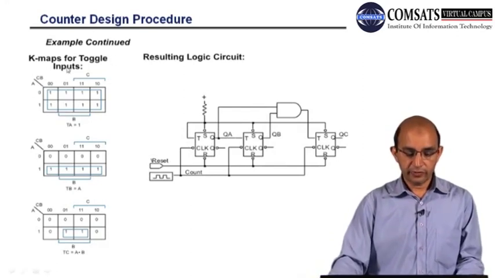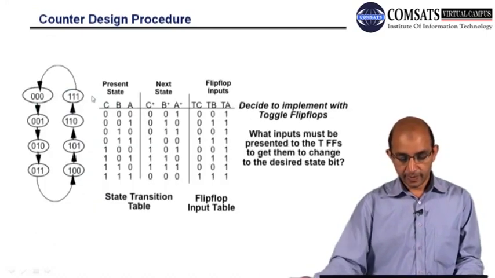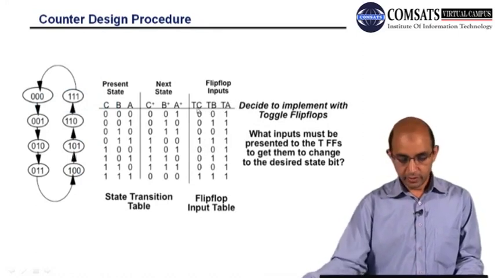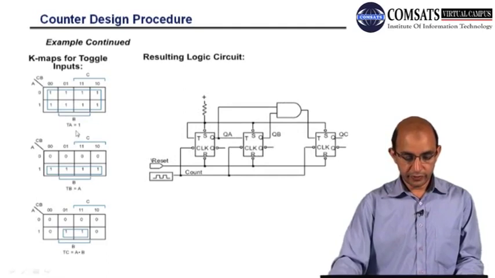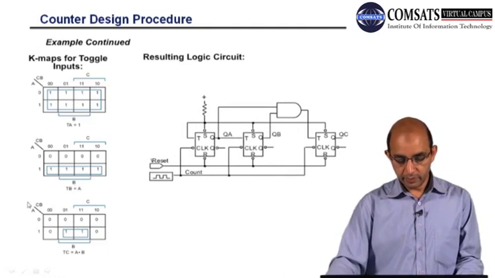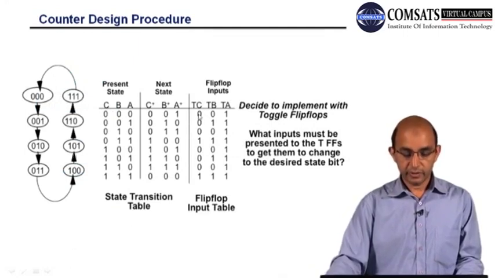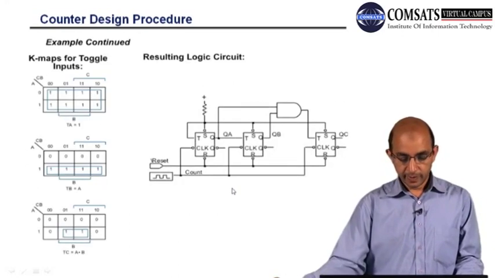So here we have the K map for those different functions. This is for TA, this is for TB, and finally we have TC. Here you can see for TC we have 2 ones, for TB we have 3 ones, and for TA we have all ones.